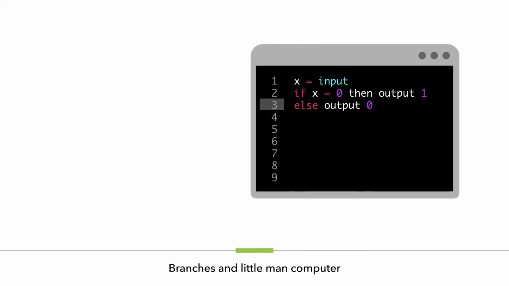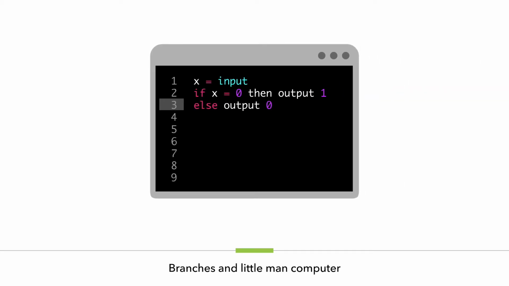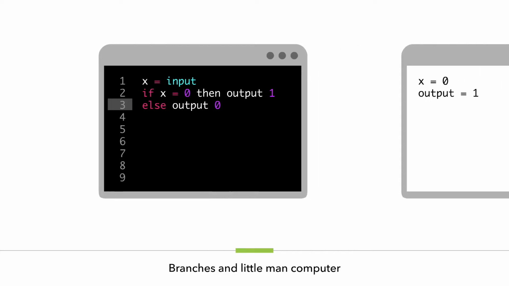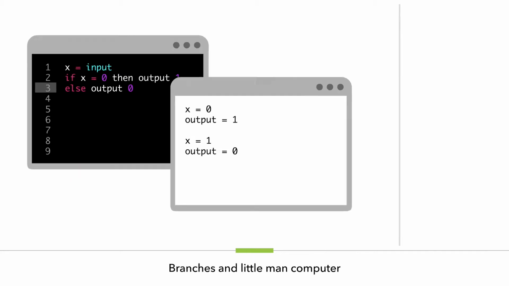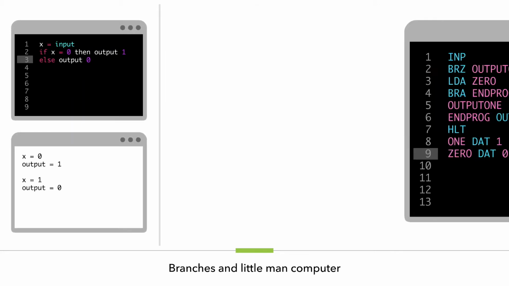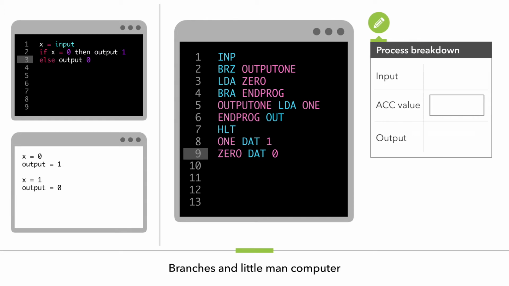So let's start off by looking at the code that flips a 1 to a 0 or a 0 to a 1. Now, if we have 0 as an input, then this if statement means it will output a 1. And if we have a 1 as the input, the else statement means it will output a 0. Okay, let's have a look at the code that does the same thing in LMC, and here we need to use branches and labels to create the same functionality.